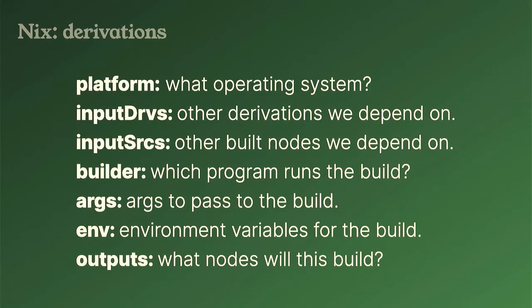So if we look through the arguments, the platform is what operating system it's on, macOS, Linux. The input DRVs are the other derivations that we depend on and that would be needed to do the build. The input sources are the other already built nodes that we depend on. The builder is what program runs the build. Is it bash, is it GCC, what is it? Args and env are arguments and environment variables for the build. And the outputs are which files get output into the Nix store due to running this build.